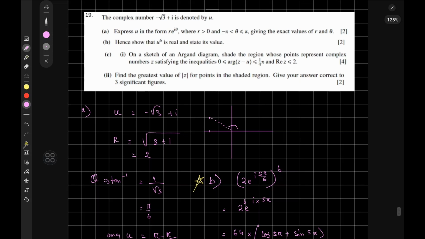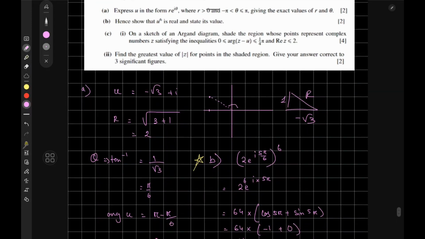Find the modulus or the distance. How do you do that? If, let's say, this is minus root 3 and this is 1i, so let's write it as 1. What is r? r is the root of square of root 3, which is 3, and square of 1, which is 1. So now you get 2. So r is supposed to be 2.